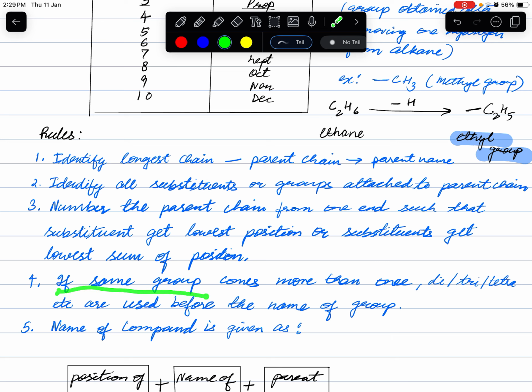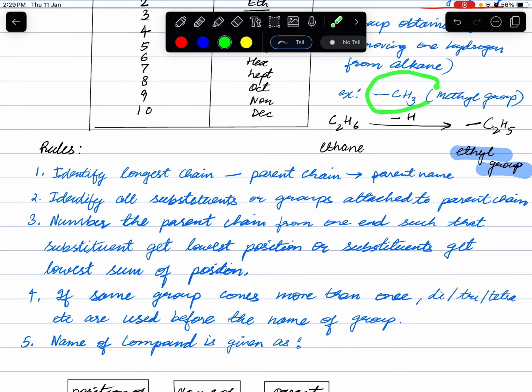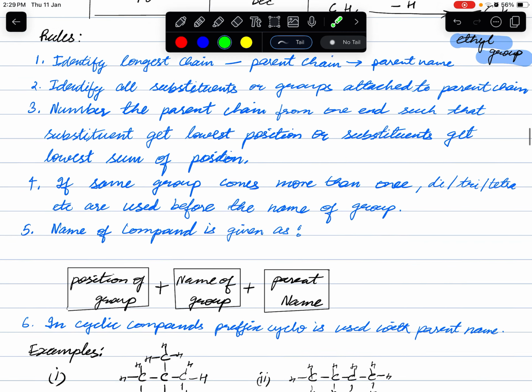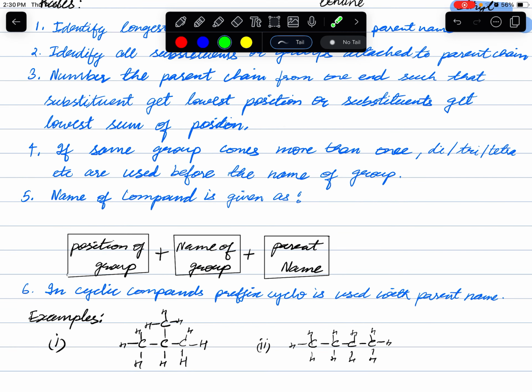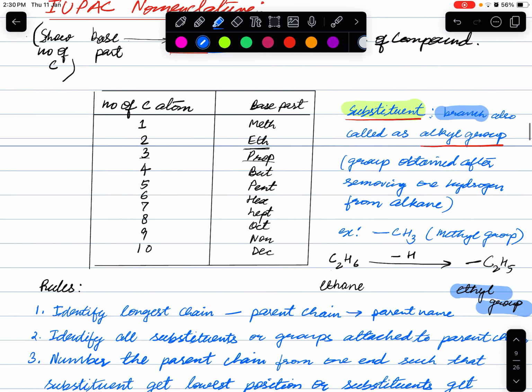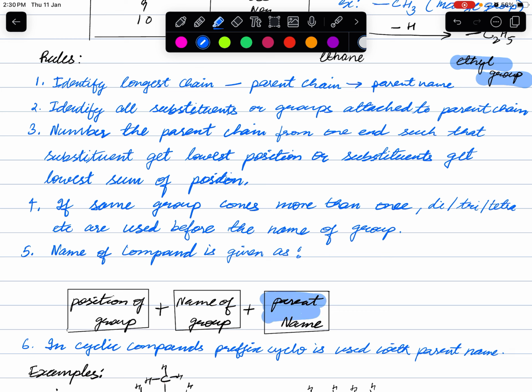Fourth, if the same group comes more than once, for example 2 methyl groups, then for 2 we use di. If 3, then we use tri. And then finally the name is given like this. First we give the parent name. Before the parent name we write the name of the group, and then we give the position of the group. So first, as we did here, we write the parent name, and before the parent name we write the name of the group, and we write the position of the group.